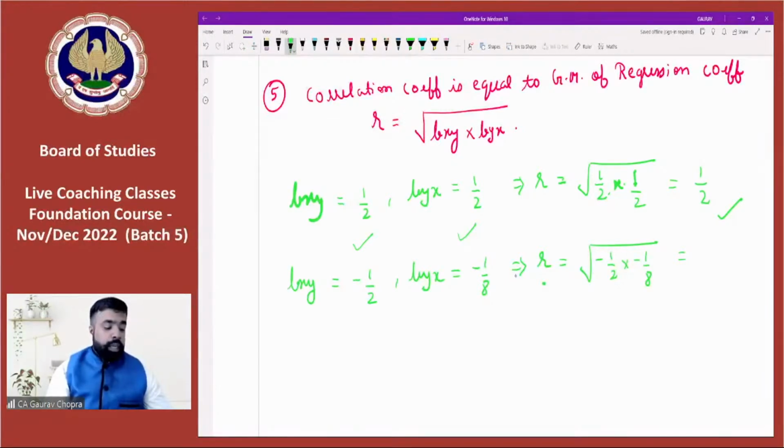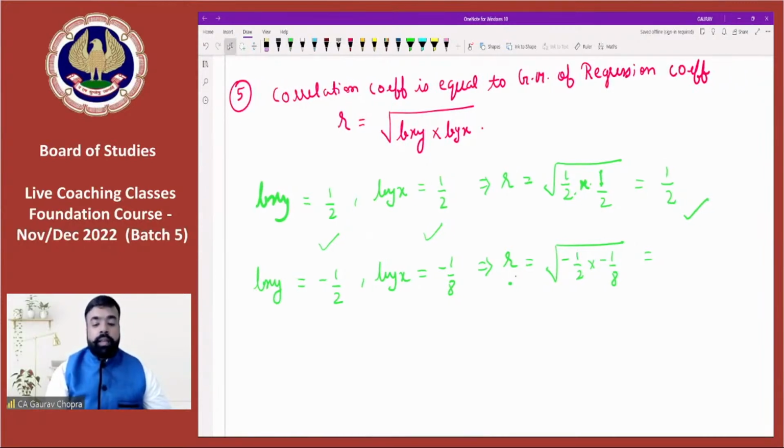Zeba has given 1 by 4. Rahul has given 1 by 16. But which one is correct? The correct answer will be, if we multiply 1 by 2 and 1 by 2, it is 1 by 16. And after doing the square root, it will come 1 by 4. So we will write minus 1 by 4. Correct answer will be negative 1 by 4.